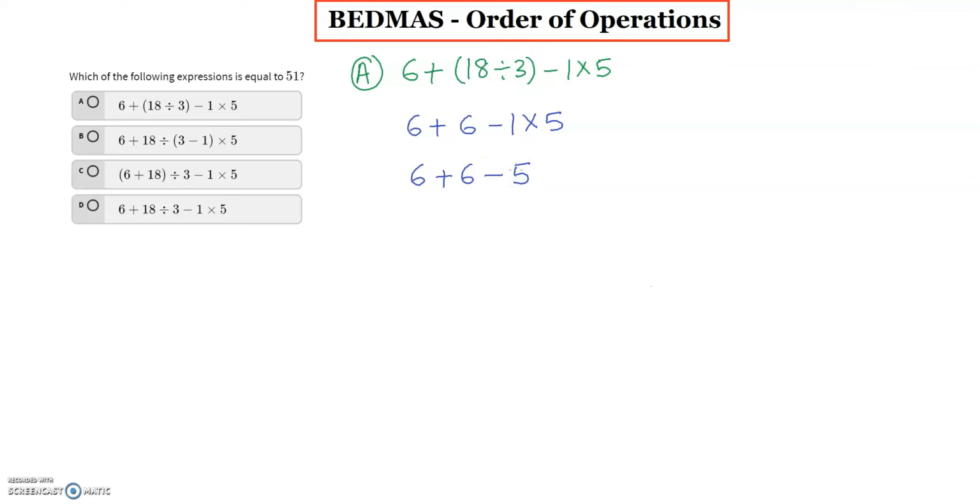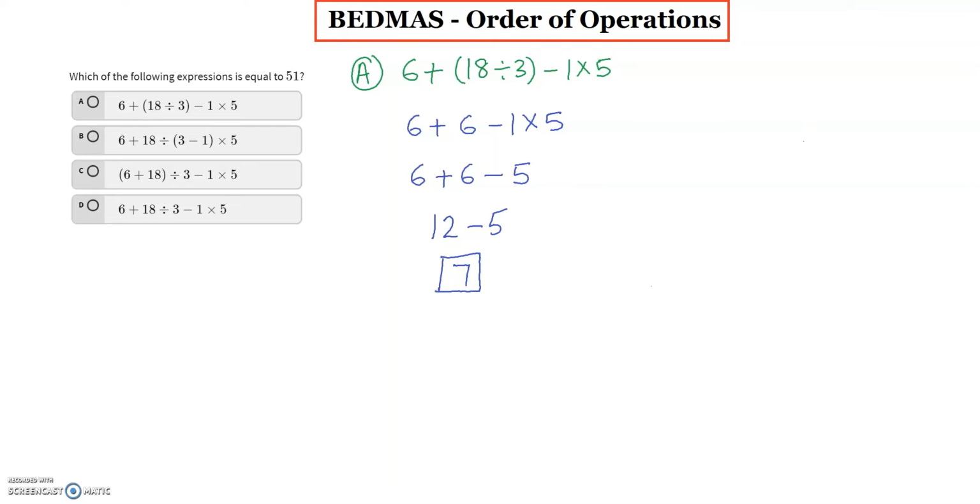Then I have adding and subtracting both. What I will do is go from left to right in the order it's written. So first I will add 6 and 6, which will give me 12. Minus 5. The last step is subtracting 5 from 12, which will give me 7. So that looks like that is not the option.